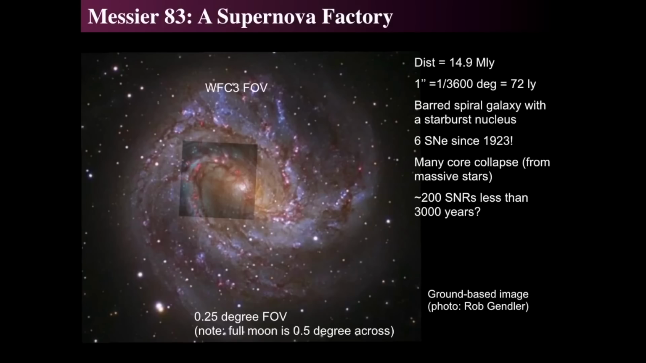It's about 15 million light years away, and the smallest feature on the inset is about 72 light years. This is a barred spiral galaxy, has a starburst nucleus, and there's been 6 supernovae since 1923 that have been observed in it by astronomers. And there's huge numbers of core collapse stars in it, and at least 200 supernovas in less than 3,000 years have happened in this galaxy, only 15 million light years away.